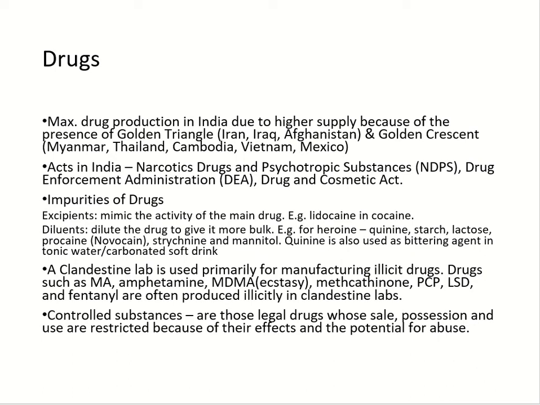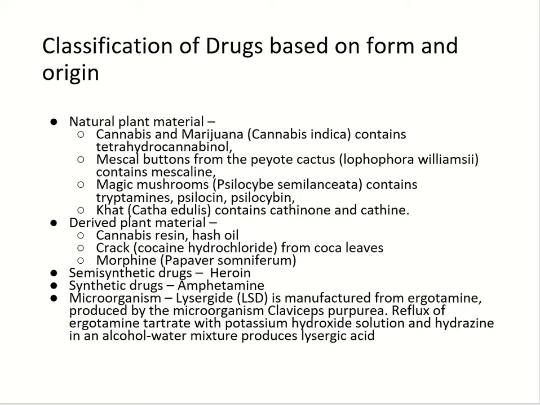The illegal drugs are manufactured in clandestine labs, such as amphetamine, methamphetamine, MDMA, methcathinone, etc. Controlled substances are legal drugs whose sale, possession, and use are restricted because of their effects and also their potential for abuse. The classification of drugs based on form and origin is into five.